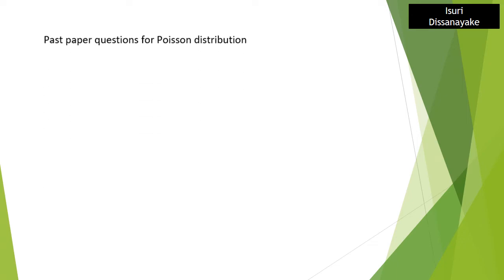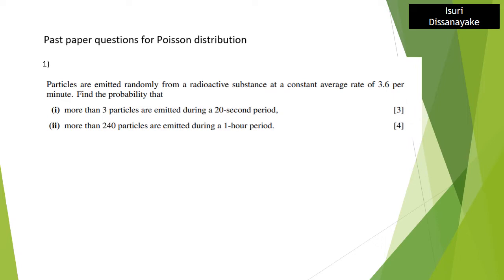Well, these are some past paper questions for Poisson distribution, and these questions are extracted from Cambridge A-Level Statistics 2 past papers. So the first question is, particles are emitted randomly from a radioactive substance at a constant rate of 3.6 per minute. Find the probability that more than 3 particles are emitted during a 20-second period.